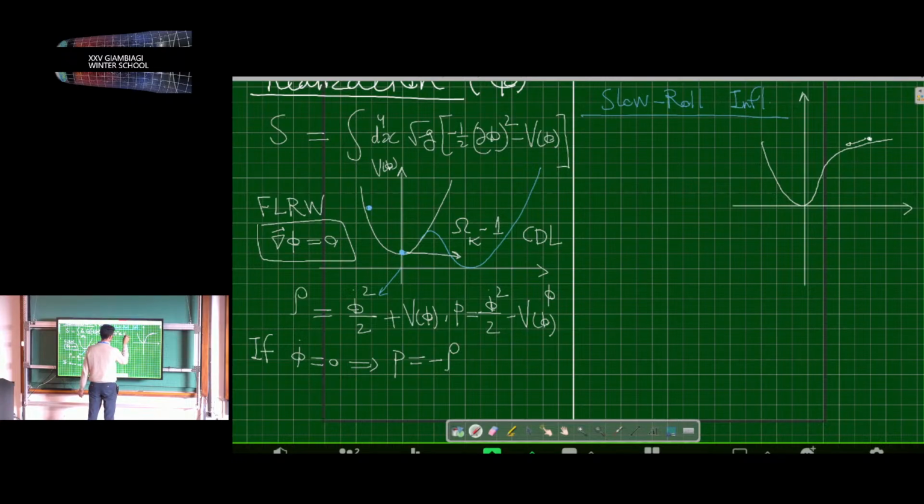So what we want is phi dot squared to be much less than V of phi, and then the slow roll solution is defined by imposing also another condition. It turns out that it has an important consequence to have phi double dot to be also much less than H times phi dot in absolute values. Under these two conditions, then the equations for the background evolution will simplify.